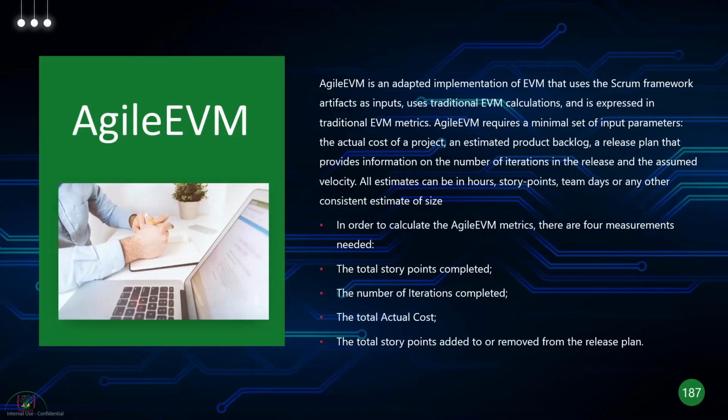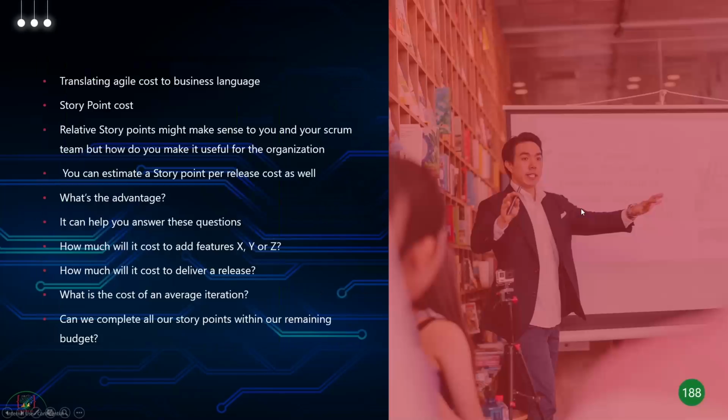So to calculate Agile EVM, you need a couple of things. One is the total story points that are completed, the total number of iterations that have been completed, the total actual cost, and the total story points that are added or removed from a release plan, right? Agile EVM is going to help you translate Agile cost to business language. It's going to give you a story point cost. So it's everything in terms of the cost perspective, right? Something that a burndown chart really cannot give.